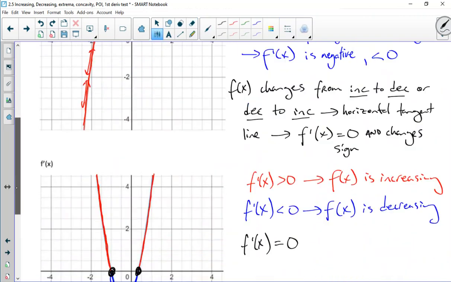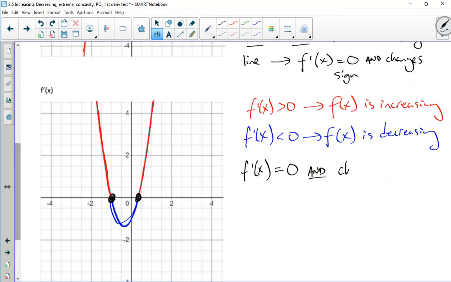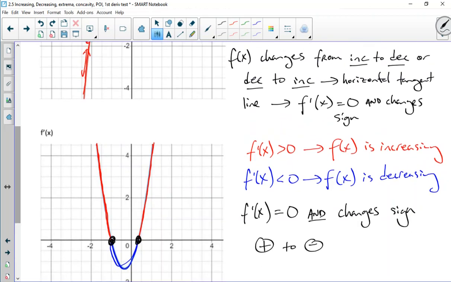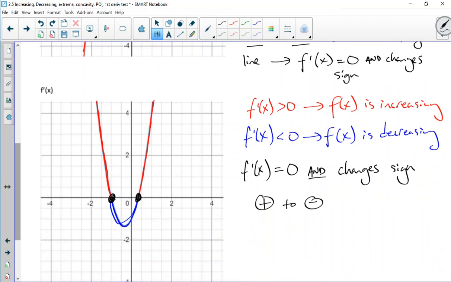If f prime of x equals 0 and changes sign, if it changes from positive to negative, what type of extrema do we have? So that's like our first 0 right here. What do we have in the original function? We have a maximum, yes. So we can call that a local max or a relative max. Either one is fine. And if the derivative changes from negative to positive, we have a local or a relative minimum.